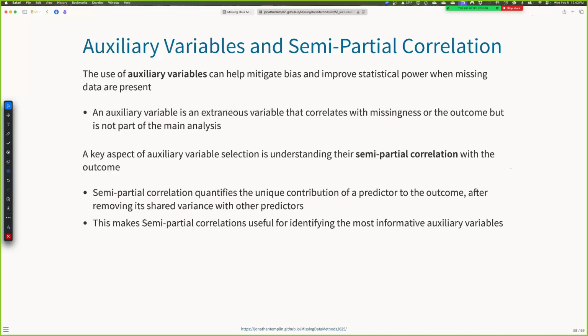A key aspect of variable selection is understanding their semi-partial correlation with the outcome. Semi-partial correlation is a correlation that quantifies the unique contribution of a predictor to the outcome after removing the shared variance between the auxiliary variable and other predictors. Remember in linear models, in a multiple regression, we have y being predicted by x and z. In that model, we talk about z predicting y, but controlling for the presence of x.